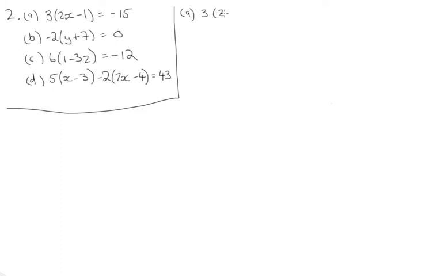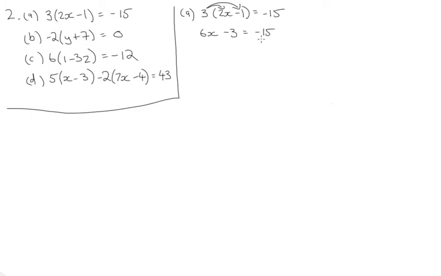3 multiplied by 2x minus 1 is equal to minus 15. So we have to multiply it out first. Remember, we'll be multiplying this 3 by whatever is inside the bracket, both terms. So 3 multiplied by 2x is 6x, because the 2 multiplied by 3, and we have the x. And 3 multiplied by minus 1 is minus 3. And then we have minus 15 over here.